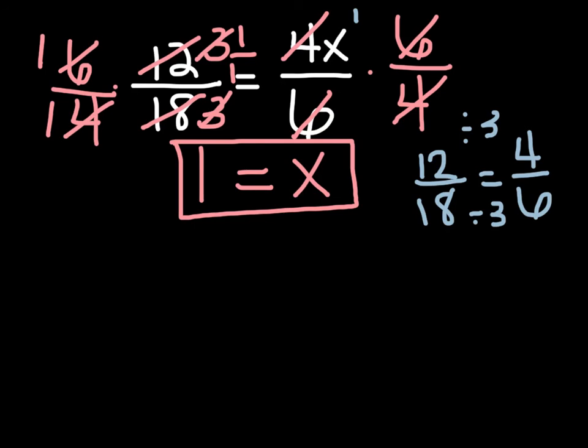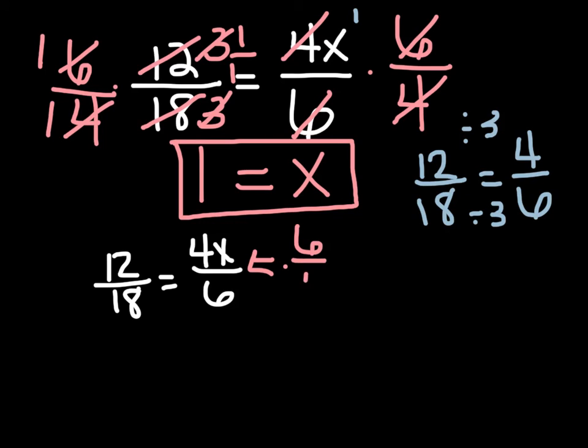Now that's not the only way that you can solve this equation. You could think of it as using the inverse operation. I'm going to rewrite this equation. 12 over 18 is equivalent to 4x over 6. You could think of this as a division symbol. So the last thing that you're doing to this is dividing it by 6. So to undo dividing by 6, you could multiply both sides by 6.